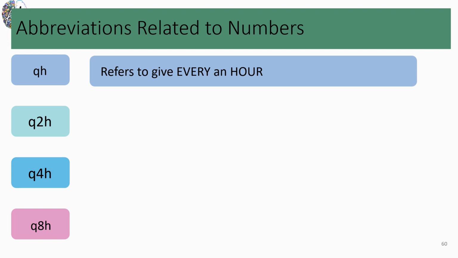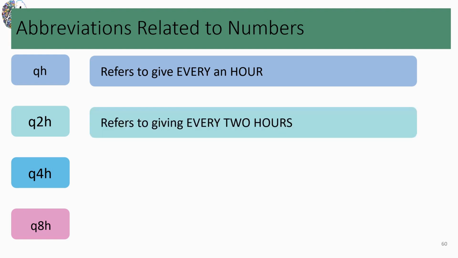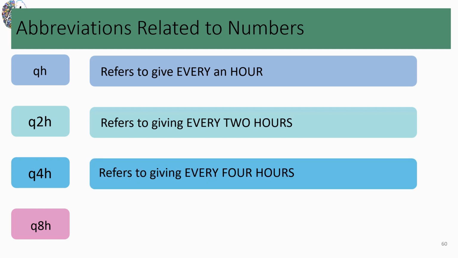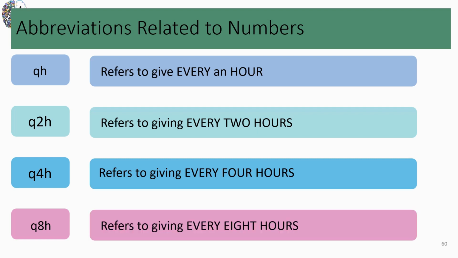But if you see Q2H, you are to give it every 2 hours. Q4H is to be given every 4 hours. And Q8H is to be given every 8 hours. The number in the middle really doesn't matter. It's really understanding that no matter what number is between the Q and the H, when it references medications, that is how you spread out your dosages: every whatever that number is, and then hours.